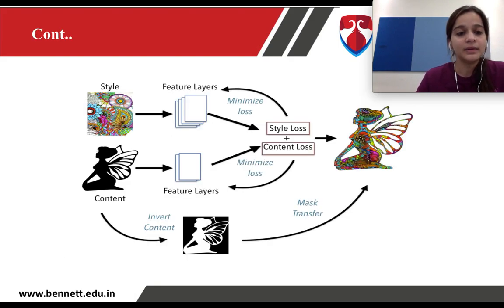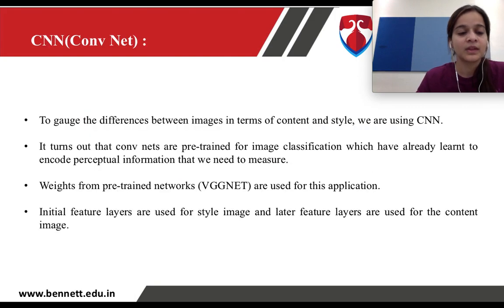This is another example. We have a style image, right? We have a content image. From the style image, we extract the low level features, and we minimize the style loss. And through the content image, we extract features and we minimize the content loss. On combining both, we get a new generated image which contains the content of the content image with the imposed style. Also, if you want to invert the content image, this is also possible here by mask transfer.